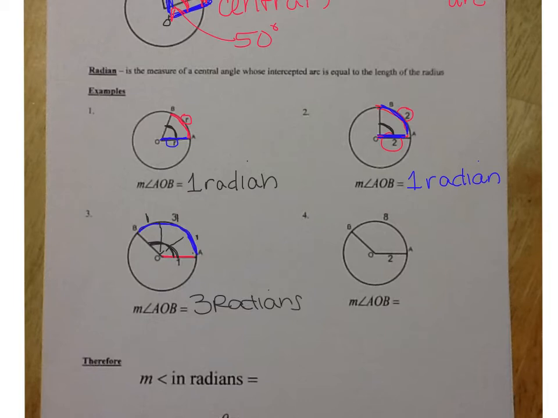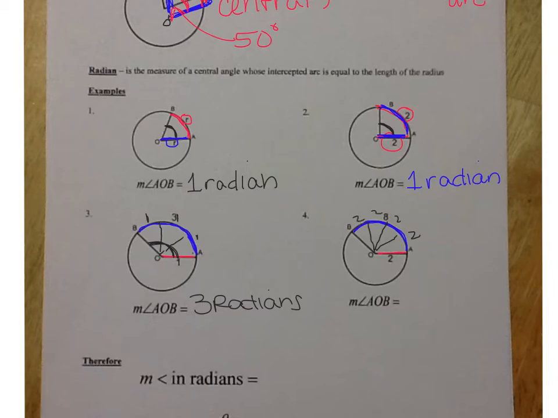All right, let's take a look at the last one. My arc has a length of 8. My radius has a length of 2. They are not equal. Remember, a radian is when the arc is equal to the radius. So I could break up 8 into groups of length 2. This would have a length of 2, this would have a length of 2, and this would have a length of 2 and 2.